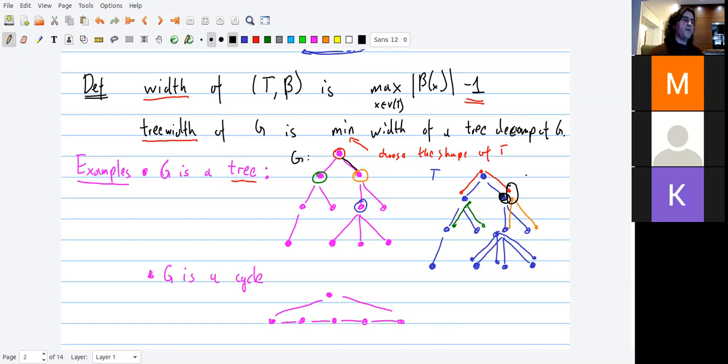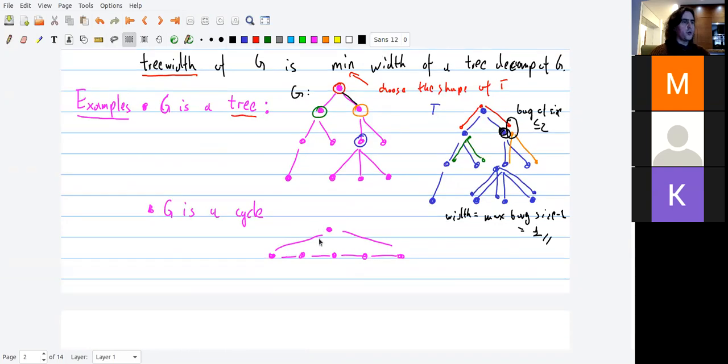So now you see that every bag is of size at most 2, which means that the width of this decomposition is the maximum bag size minus 1, which is equal to 1, right? So we have just proved that trees indeed have tree width 1, because we can always find a tree decomposition of width 1. Good. And actually, during the tutorials, maybe there will be an exercise showing that forests are actually exactly graphs of tree width 1.